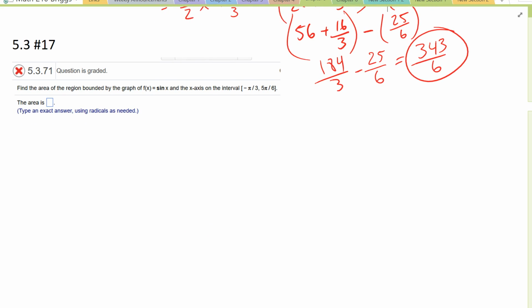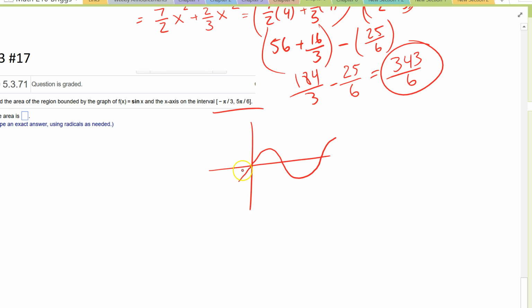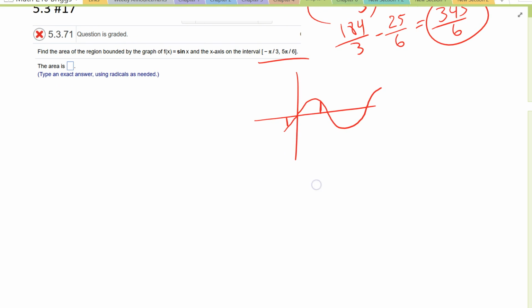Find the area of the region bounded by the graph of sine of x on the x-axis from minus pi over 3 to 5 pi over 6. Right? So if we go and graph sine of x, we end up with... so if we're looking for minus pi over 3 to 5 pi over 6, we're going to just have to do the integral of sine of x with respect to x from minus pi over 3 to 5 pi over 6.